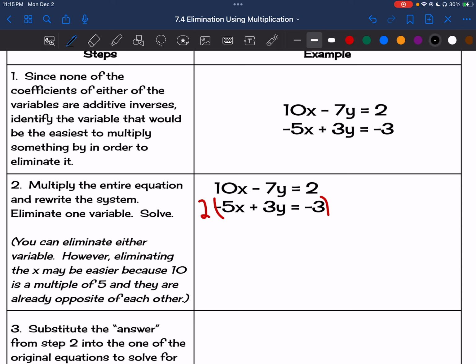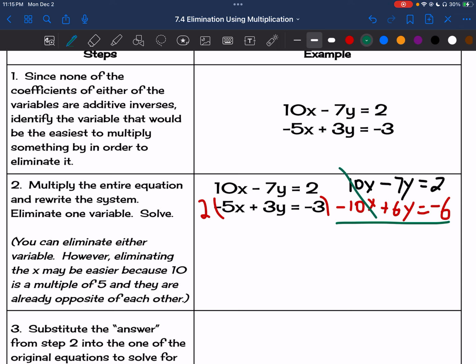So my top equation remains exactly the same. 10x minus 7y equals 2. My bottom equation, we're going to multiply, and now I'm going to have -10x, plus 6y, and that is going to be equal to -6. All right. Now, my next step is going to be add these two equations together. The 10x and -10x cancel out. -7y plus 6y is -y. 2 plus -6 is -4.